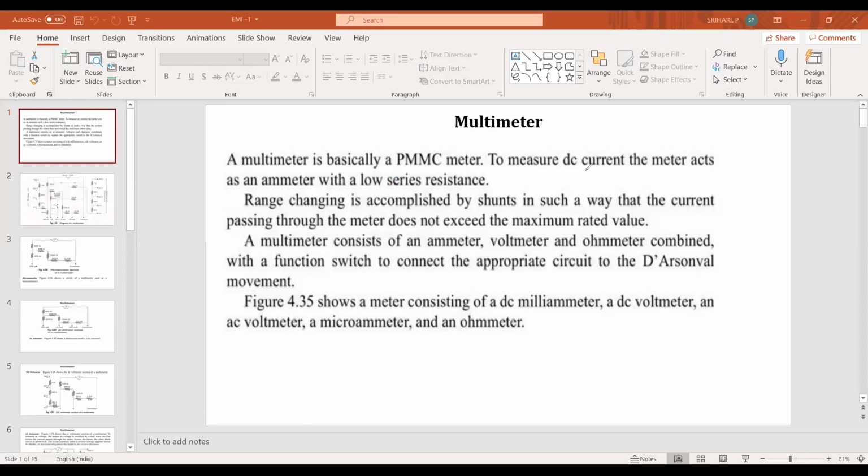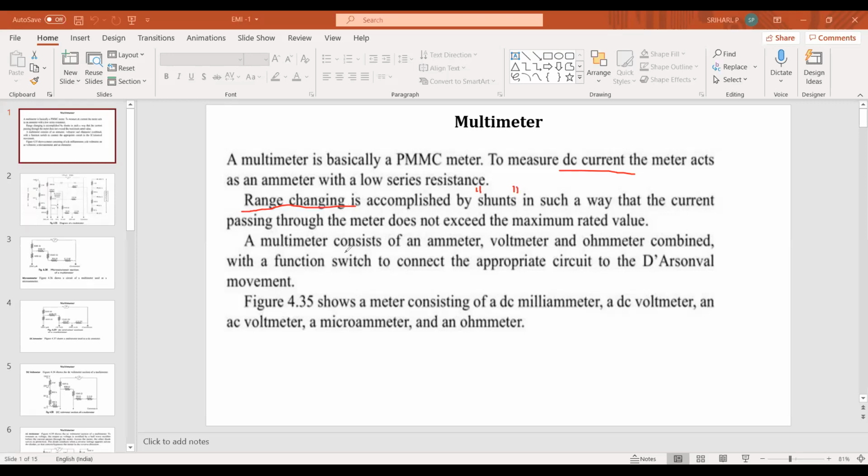If I am measuring DC current, then the meter acts as an ammeter with low resistance. The range changing is accomplished by shunting in such a way that the current passing through the meter does not exceed the maximum rating value. To make this range extension, I am going to use shunt type resistors here.